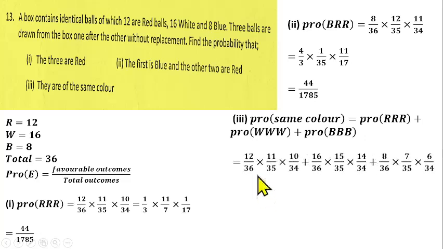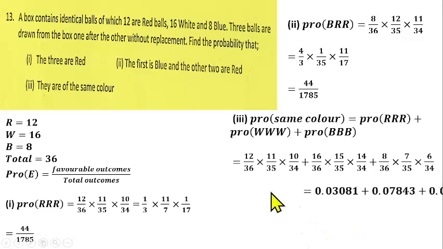So for the first one, probability of red, red, red, that will be 12 over 36 times 11 over 35 times 10 over 34, plus for the white, white, white, that will be probability of 16 over 36 for the first white ball, times the second white ball, 15 over 35, times the third white ball, 14 over 34. Then plus the probability of blue balls, the first blue ball, that will be 8 over 36, times the second blue ball 7 over 35, times the third blue ball 6 over 34.